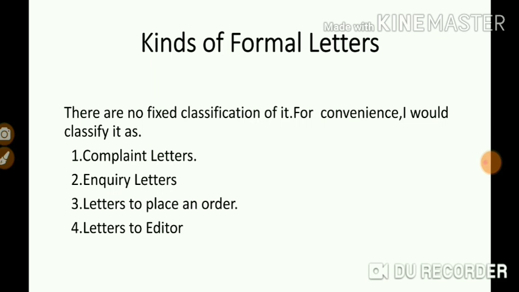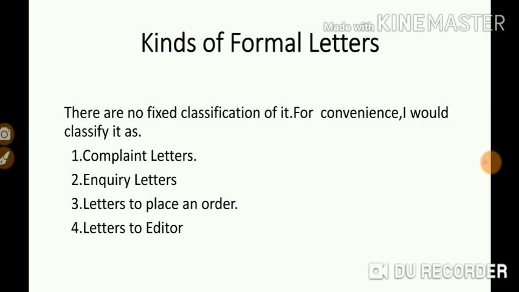Letter of complaint. Whenever you want to complain about something, then we use the complaint format. Whenever we want to know about certain things or inquire about a new thing, then in that context, we use the letter of enquiry. When we are going to buy or procure something from the market or going to place an order for certain things, in that context, we go with the letter to place an order.